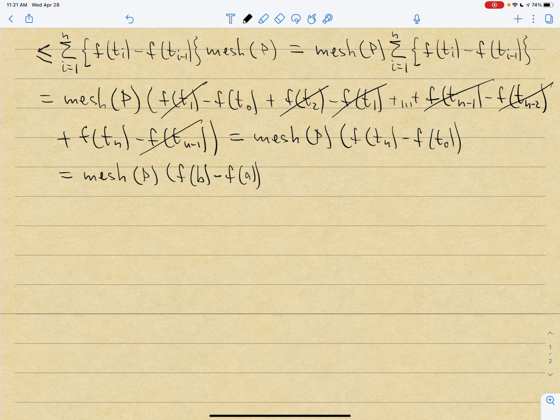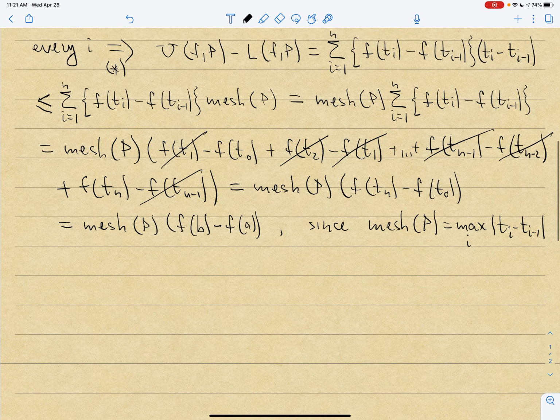So what you got is mesh of P times f of b minus f of a. So again, this is because mesh of P was the maximum of t_i minus t_{i-1}.